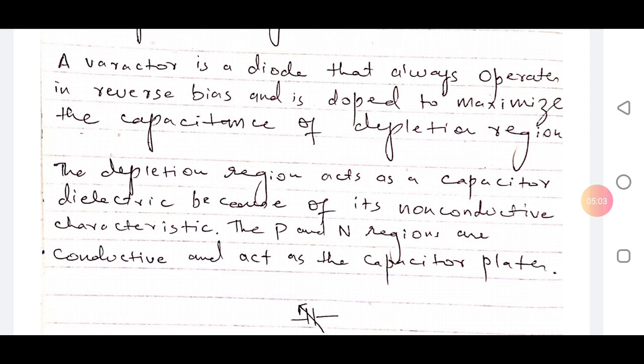And you always remember, you know that if we manufacture a component for a specific purpose, to be used in practical applications, then we have to do the doping of that component in the industries. So if we are saying a varactor diode always operates in reverse bias, then it is doped to maximize the capacitance of the depletion region. What does it mean to maximize the capacitance of the depletion region? What does this sentence mean?